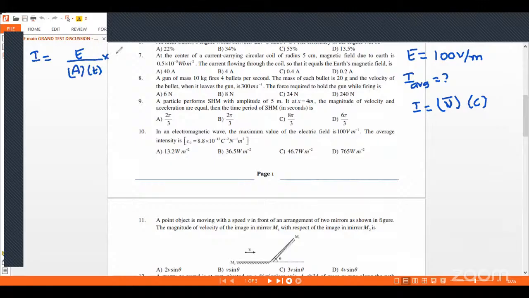Multiply and divide by displacement. Displacement by time is speed. Area into displacement means volume. Right? Energy by volume, I can write as energy density. Fine. Is it okay?